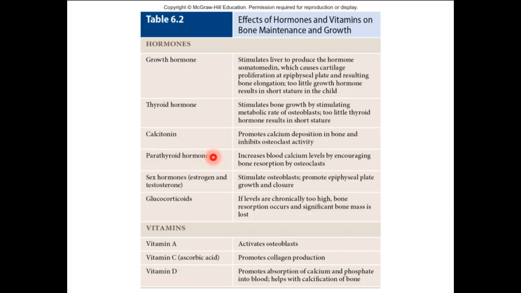Parathyroid hormone is released by the parathyroid gland, and that's going to increase blood calcium levels by encouraging bone reabsorption by osteoclasts. So the Cookie Monster goes in and it breaks down that calcium in the bone and it releases it into the bloodstream.